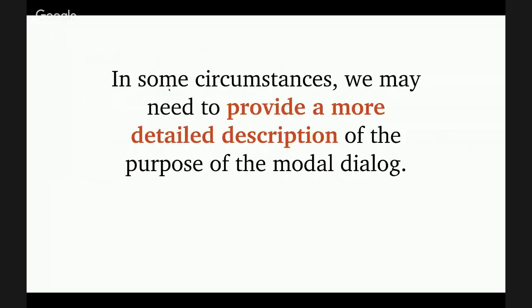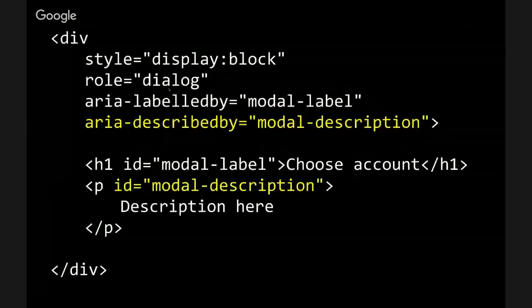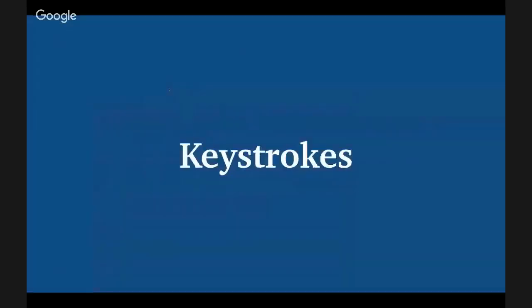Now in some circumstances you may want to provide a more detailed description of the purpose of that modal. Not in all cases, but in some. You could add something extra here. You could put aria-describedby and then put a description there. What will happen is when a modal is triggered, it'll inform that it's a modal dialog. It'll read out the modal label, so it'll say choose account, and then it will automatically start reading the description. So it says, you know, this modal or this component will do X, Y, and Z. Not necessary in all cases.